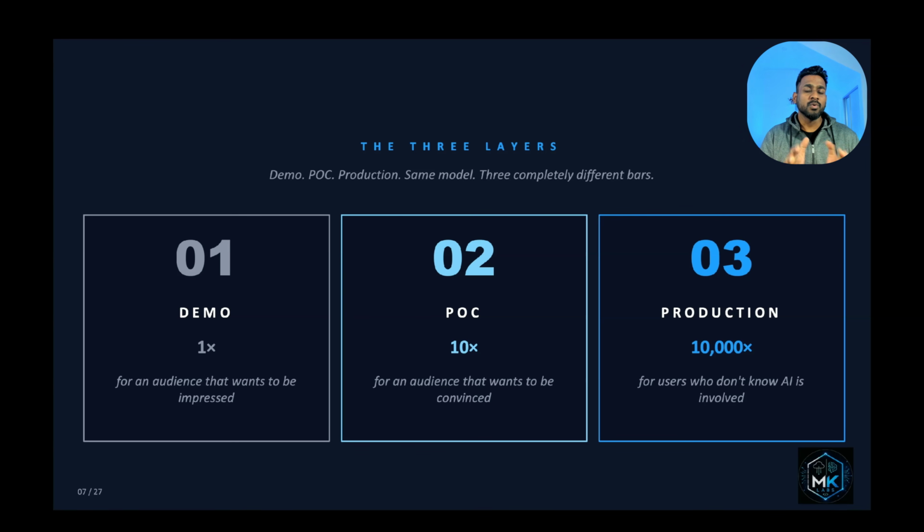And the failure modes change at each layer. In a demo, you can hide them. In a POC, you can manually patch them. In production, they become operational incidents and reputational risk. So when I say production AI, I'm not talking about model selection. I'm talking about system design and whether you can measure correctness continuously.